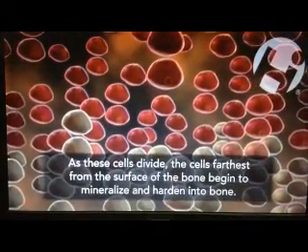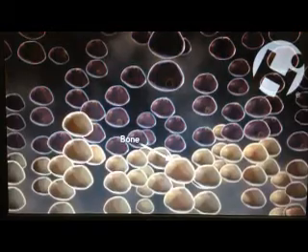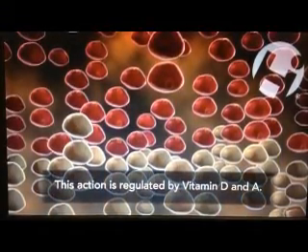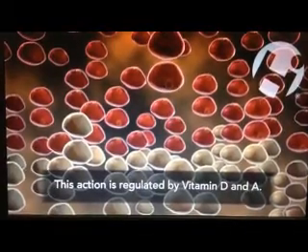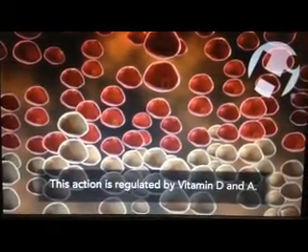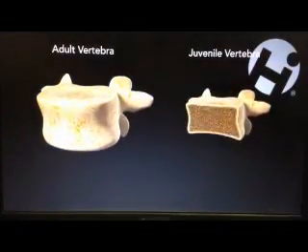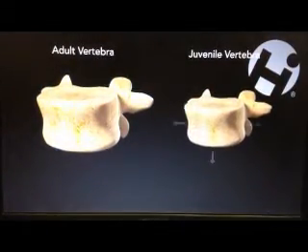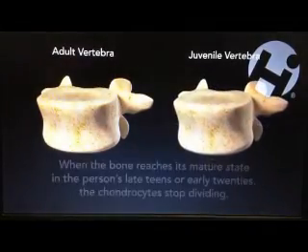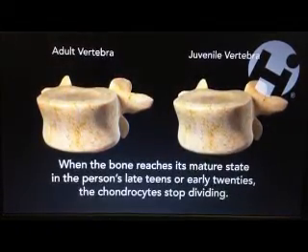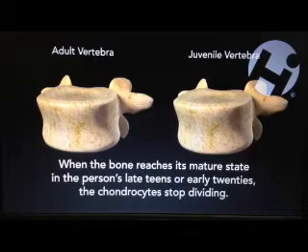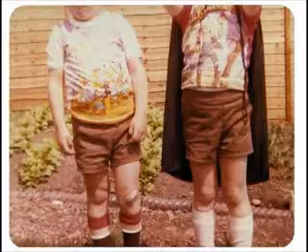As the cells divide, the cells farthest from the surface of the bone begin to harden into bone. This action is regulated by vitamins A and D. Without these two vital vitamins, your bones would be very weak. They would also break very easily. When the process is over, the juvenile vertebrae is full grown and the chondrocytes stop dividing. When you stop growing, you have adult vertebrae.